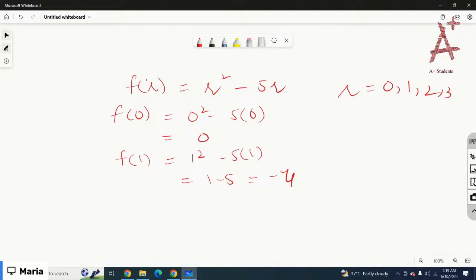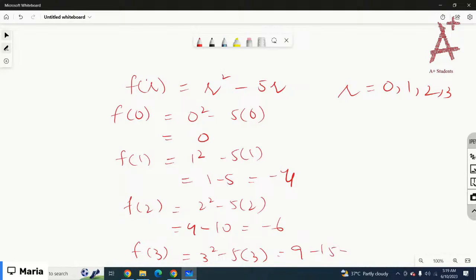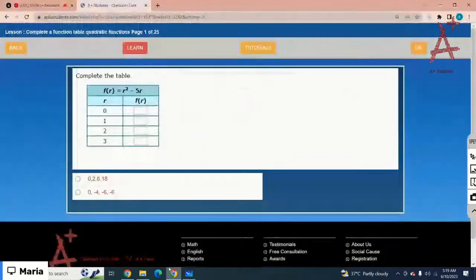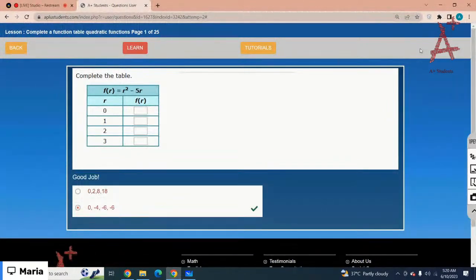So you have to calculate f of 2 and f of 3 the same way. f of 2 is 2 square minus 5 times 2. 2 square is 4 and 5 times 2 is 10. So that would be negative 6. Then you have to calculate f of 3. That would be 3 square minus 5 times 3. 3 square is 9 and 5 times 3 is 15. So it would be negative 6. So the values are 0, negative 4, negative 6 and negative 6. Got it? That would be option number 2. So just select the correct option and click on the OK button.